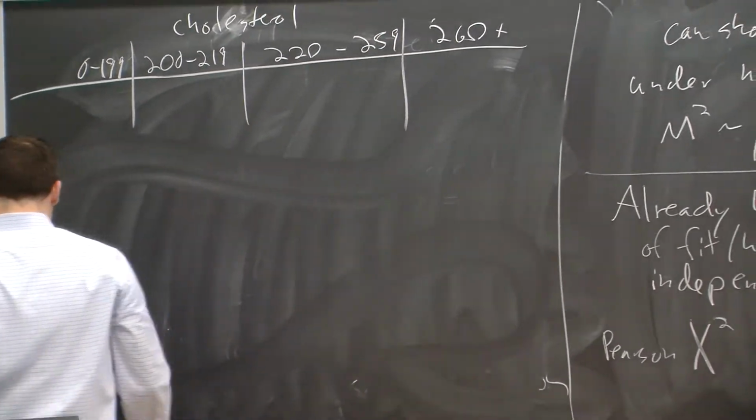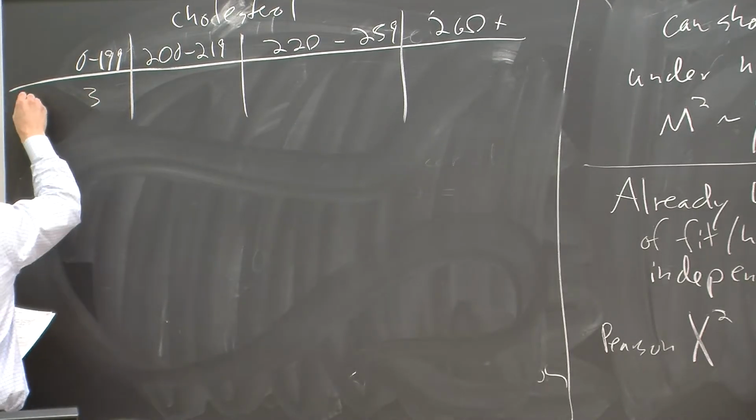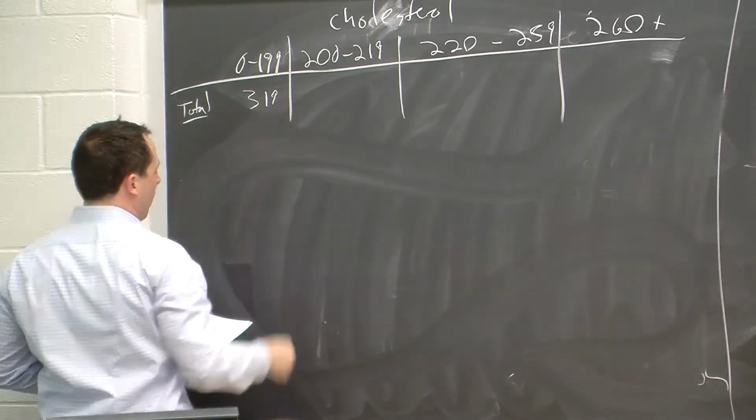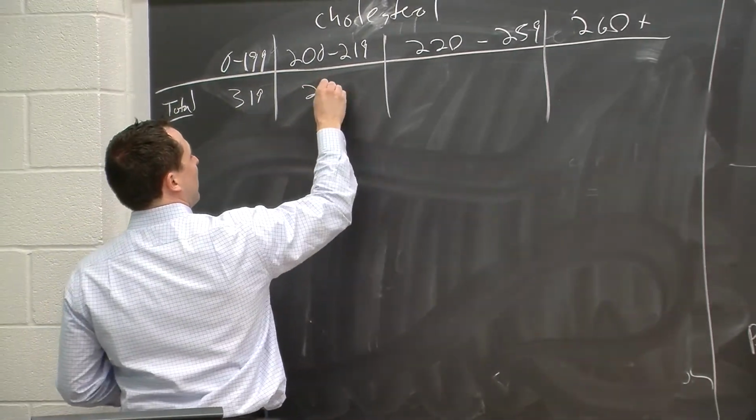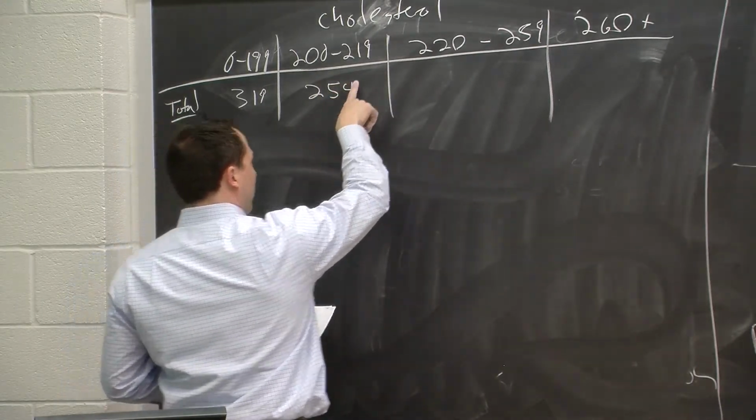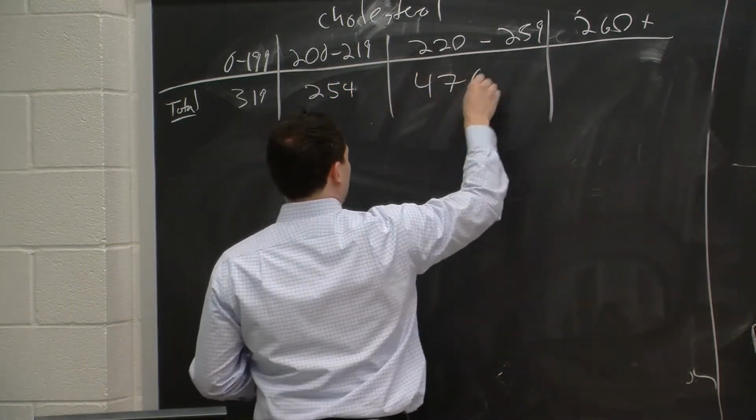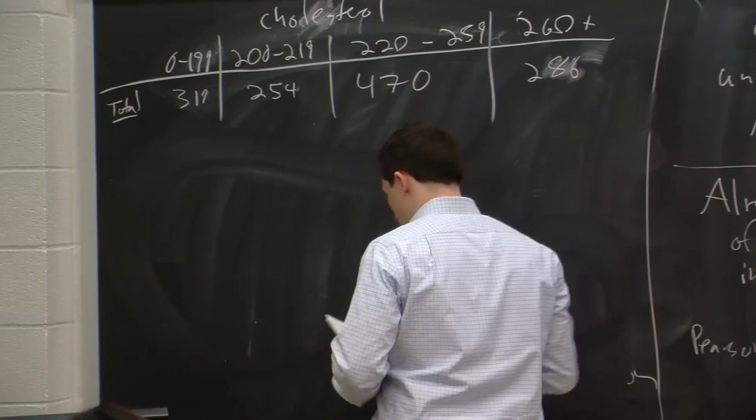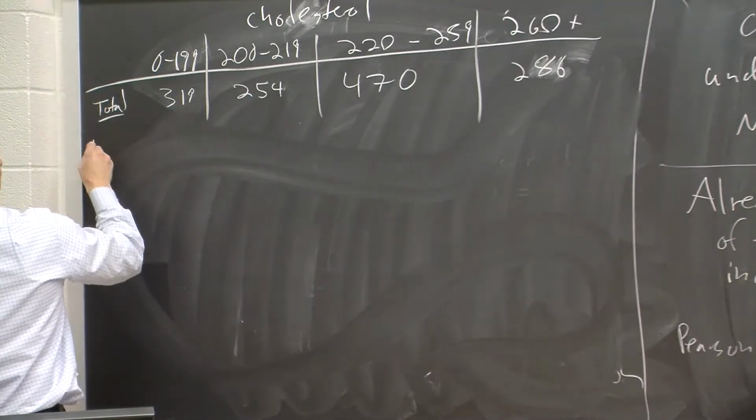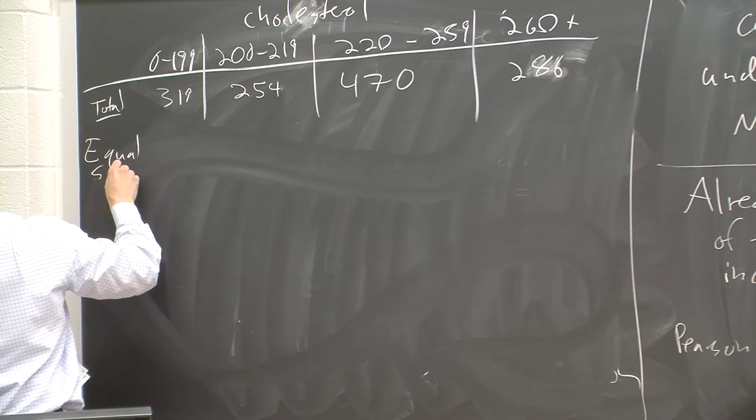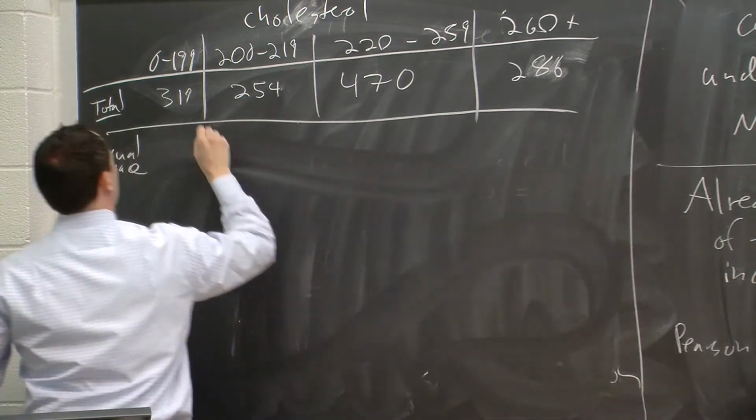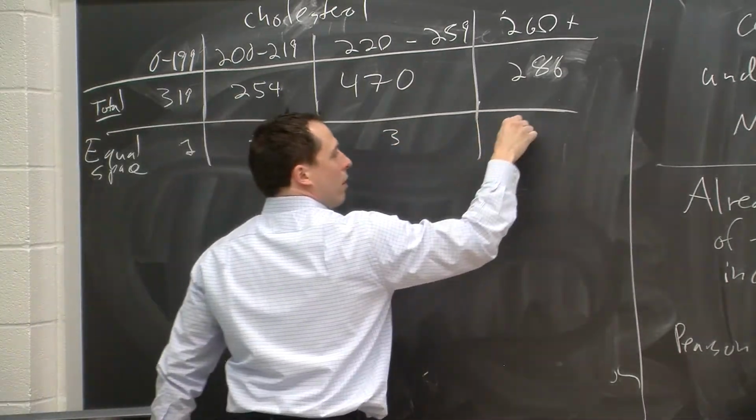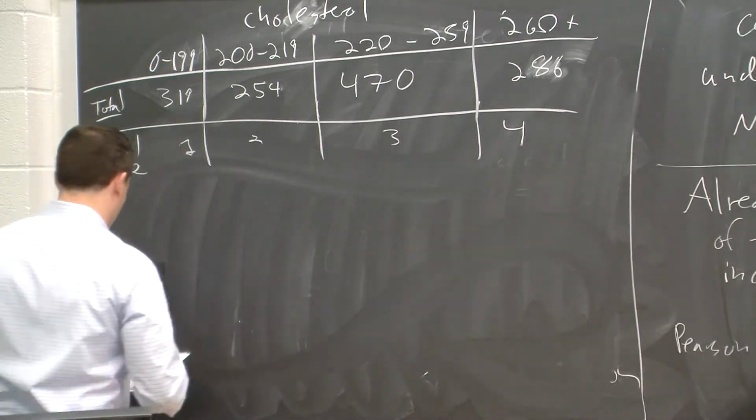I don't care so much about the numbers in each of these. So I'm going to ignore how many got disease and how many didn't, because for this purpose, I just want to think about the total. So there were 319 of these, 254 subjects in this range, 470 in this range, and 286 in this range. So the equal spaced or integer coding would just assign 1, 2, 3, 4, or 0, 1, 2, 3, or Spearman coding.